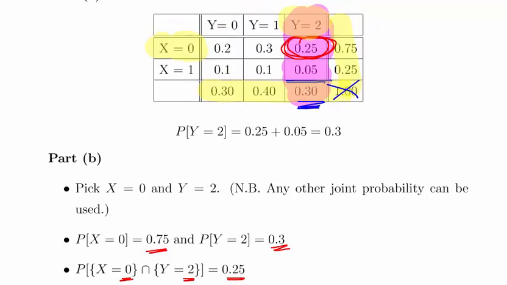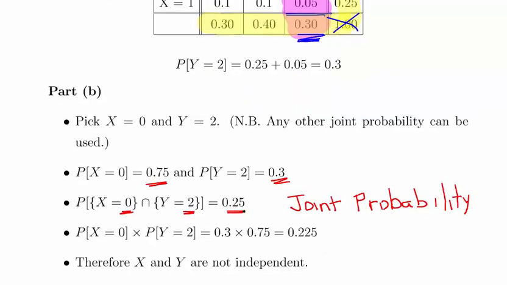Okay, so that's the joint probability of x equal to 0 and y equal to 2. We'll call that the joint probability. By the way, that's determined from the question, or the tables. That's something we're given. That's just reading the tables.